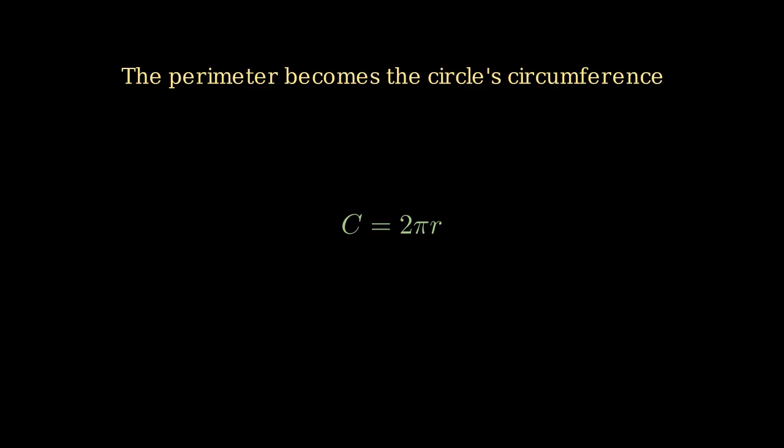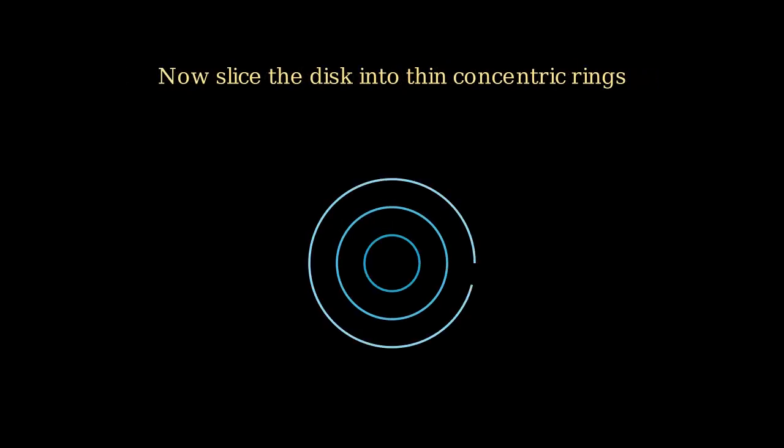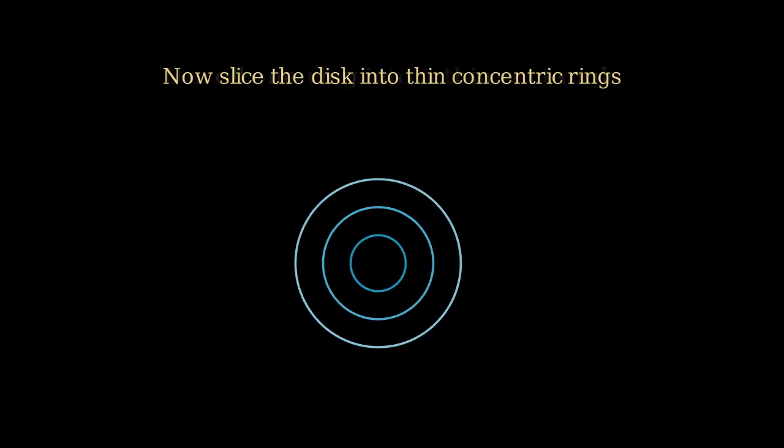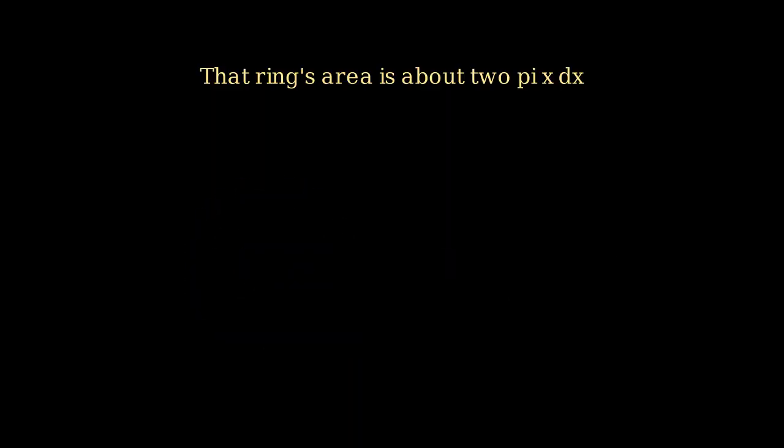circumference, 2 pi r. Now for area, slice the disk into thin concentric rings, like the growth rings inside a tree trunk. Take one ring at radius x with a tiny thickness dx. If you unroll it, it becomes a thin rectangle whose length is the ring's circumference, 2 pi x, and whose width is that small thickness, dx. So the area of that one thin ring is approximately 2 pi x dx.